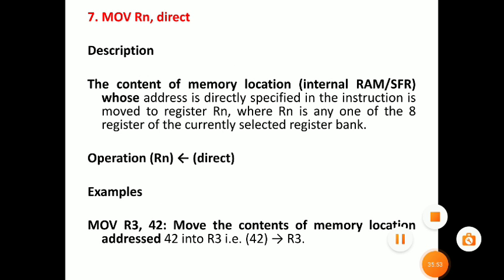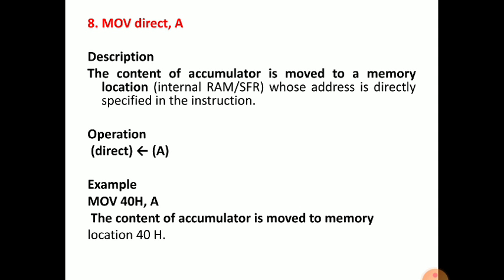Like this, we can see different instructions. Since we have 10 more minutes, we can see one or two extra data transfer instructions in today's class itself. So the eighth type is MOV direct, A. Till now we have seen MOV A, direct and MOV Rn, direct. Now the possible instruction is MOV direct, A. In this, A is the source and the direct address is the destination.